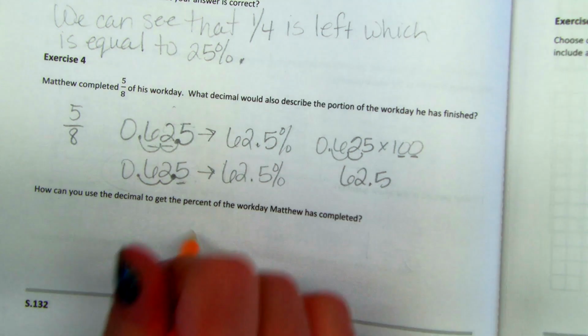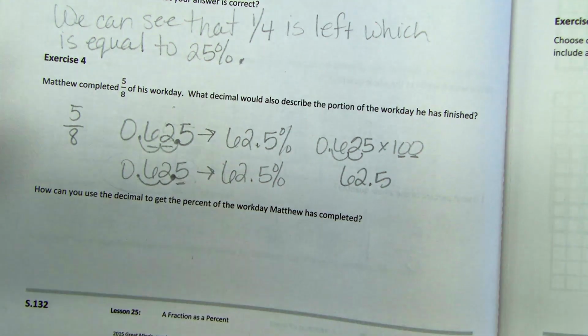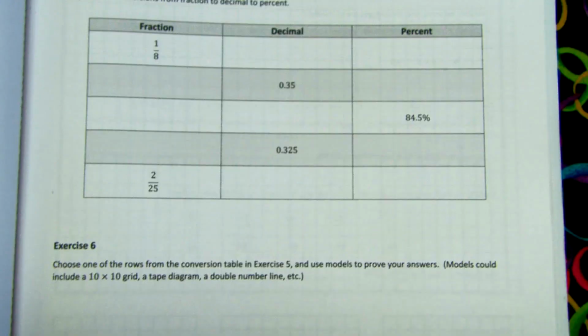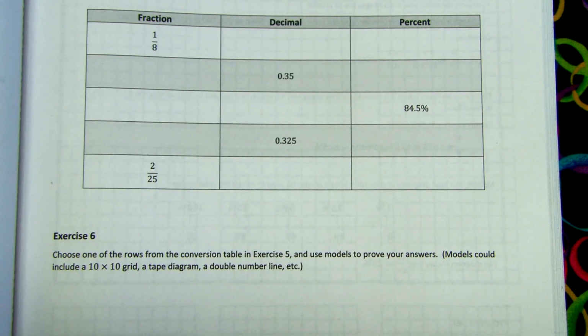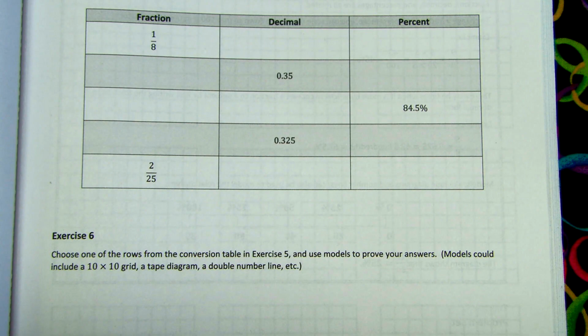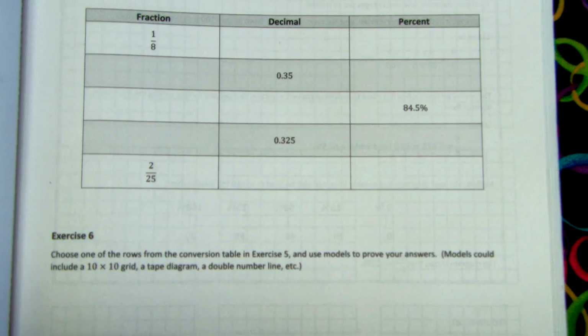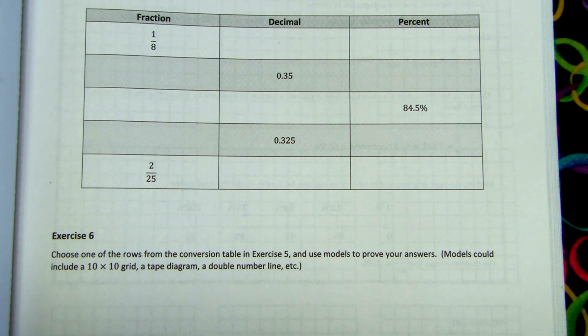Alright, and I just answered this right here. How can you use the decimal to get the percent? It's right there. Alright, exercise 5, you're just practicing a little bit with us. I want you to do this on your own and then come back and check your answers. Fill in the blanks. So 1/8, then put the decimal, then put the percent. Go ahead and do it and come back and check your answers.